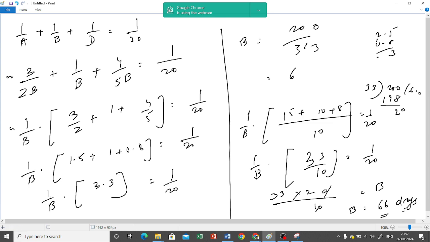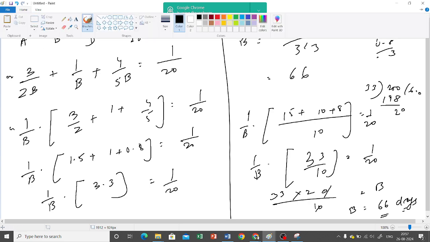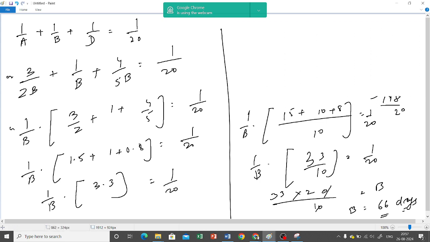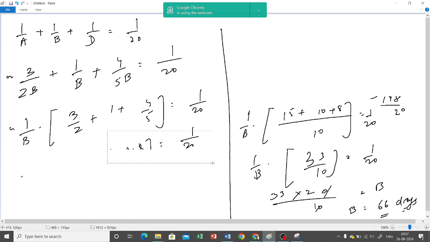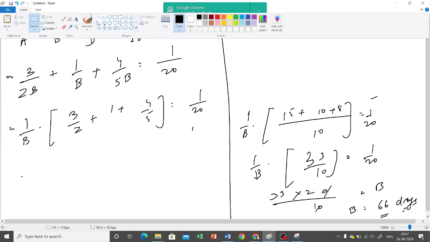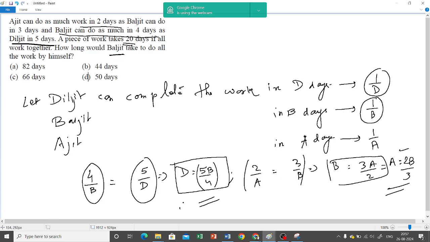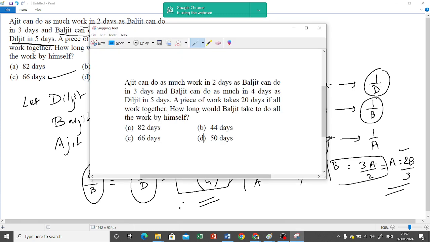1 by B taken common, and I have just found out B is coming 66. Here I have done the calculation. You see I have taken the LCM of 5 and 2, so you can understand this calculation. So B is 66 days. This is the answer. Did you understand?